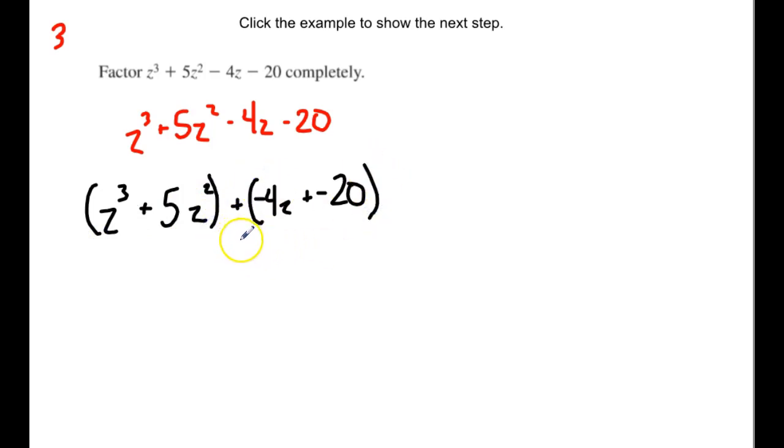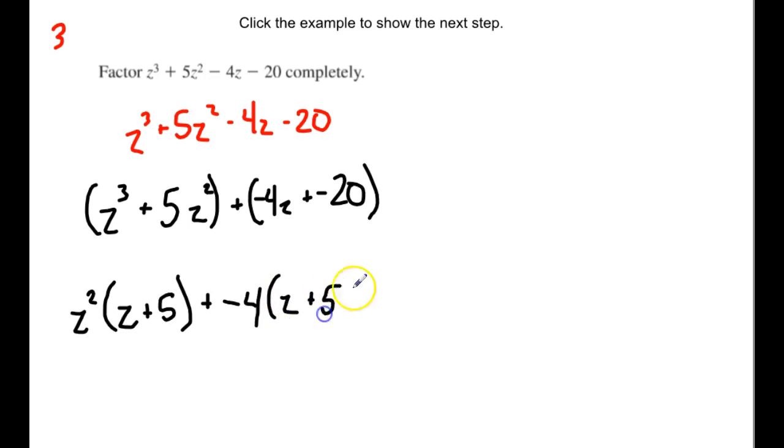I'm going to group them that way because I see I can pull out some z squareds from my first 2 terms, and then I see I have a number that I can factor out from this second set of terms, okay? And that'll come into play later. So in my first set of terms that I've grouped, I can pull out z squared. So let's go ahead and do that. I've got z squared, and what's left is going to be z plus 5. And then I add. And here I see I can pull out a negative 4. So I'm going to pull out that negative 4, and what I'm left with is z plus 5.